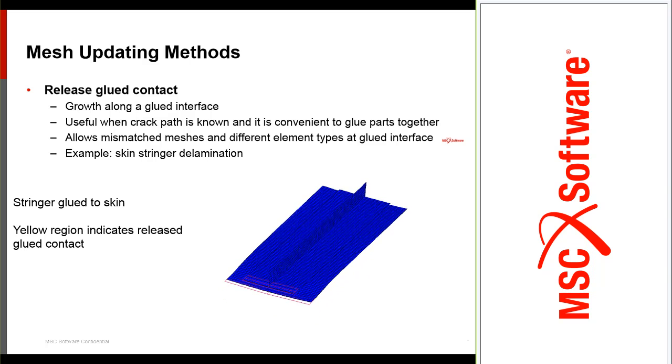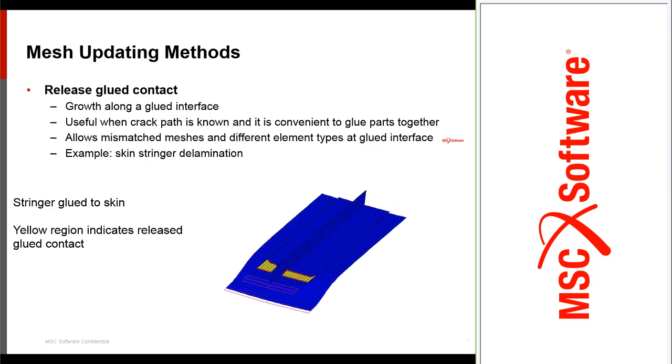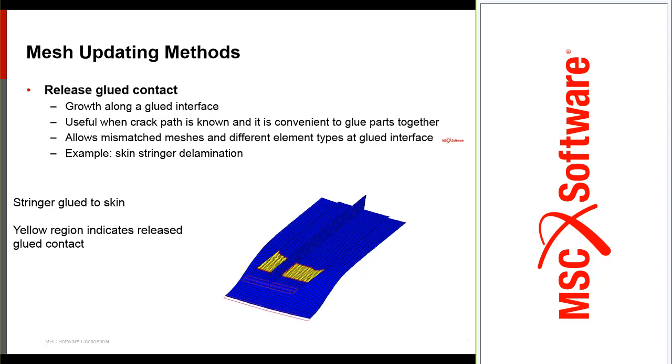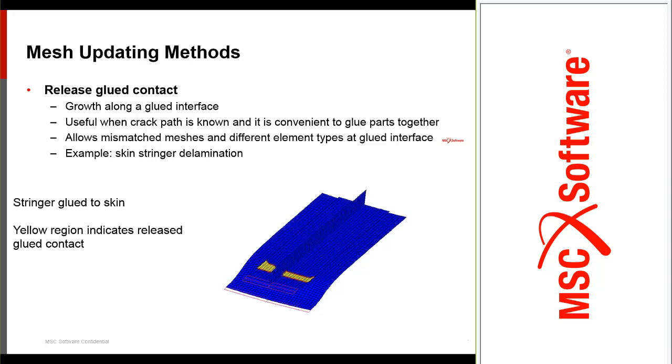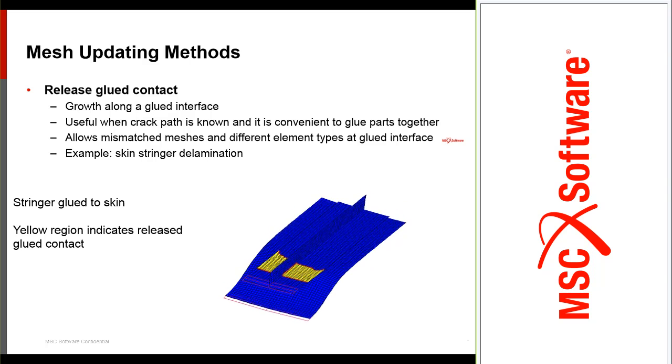And sometimes it's very convenient to glue these parts together. You don't have to match up the meshes in this case. You don't even have to have the same element types. The skin in this case could be modeled with solids, and the stringer with shells, and you glue the shell to the solid, and you still can do the crack growth in that interface. So this is an example of a skin stringer delamination.